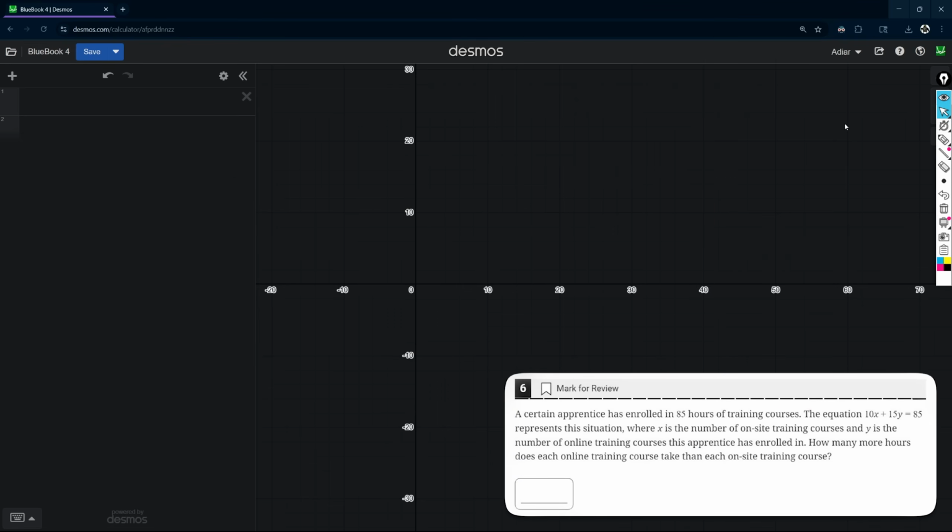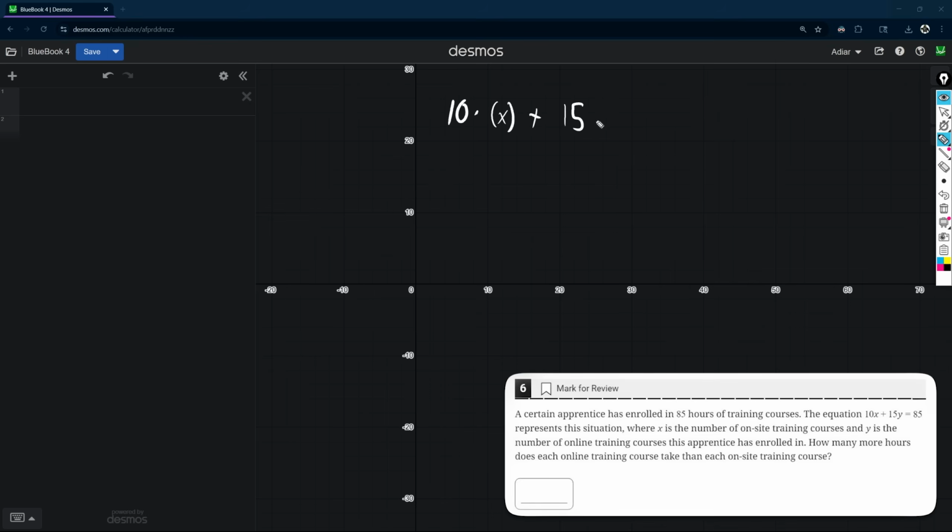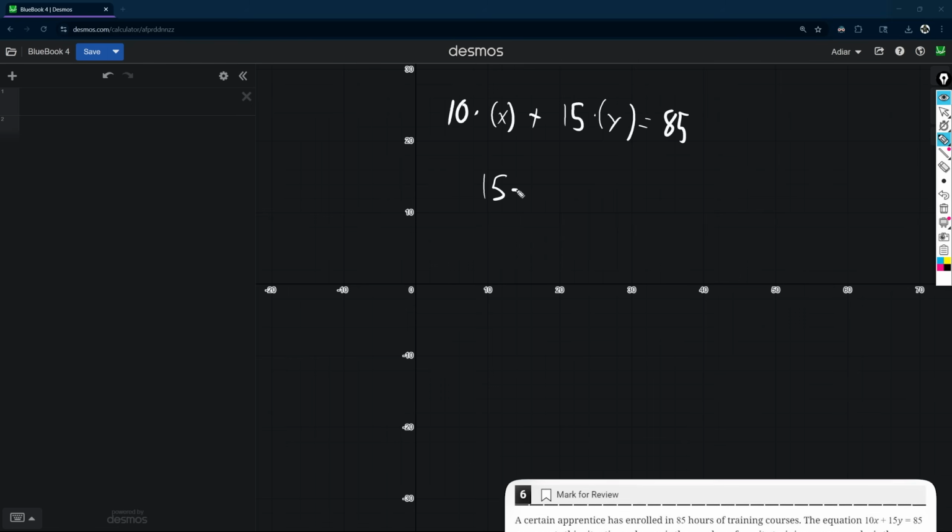So we can see the equation says that 10x plus 15y equals 85. And it says that x is the number of on-site training courses and y is the number of online training courses. So 10 times the number of on-site training courses, x, plus 15 times the number of online training courses is the total hours. It can be reasonably inferred that 10 means the time it takes to do one on-site training course, and 15 hours is the time it takes to do one online training course. So they're asking how many more hours does each online training course take than each on-site training course, and that's just going to be 15 minus 10.